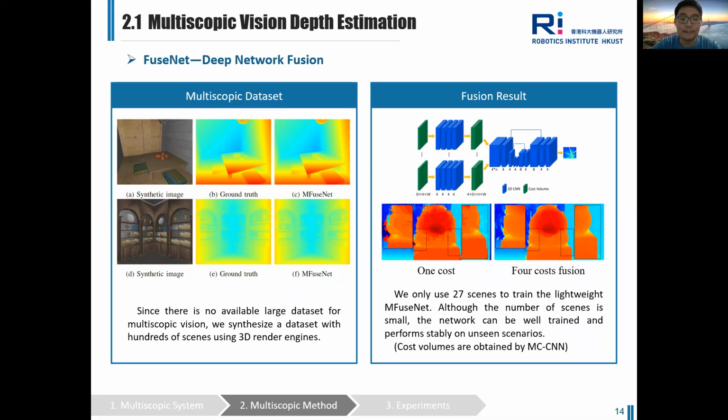Although the number of scenes is small, the network can be well trained and perform stably on unseen scenarios because our network is very lightweight. Compared to only 1 cost between the stereo image pair, the result after multiscopic cost fusion is cleaner and smoother, and the object boundary appears sharper.